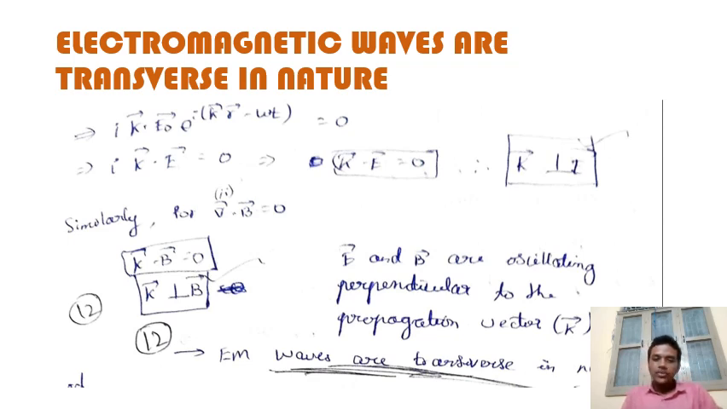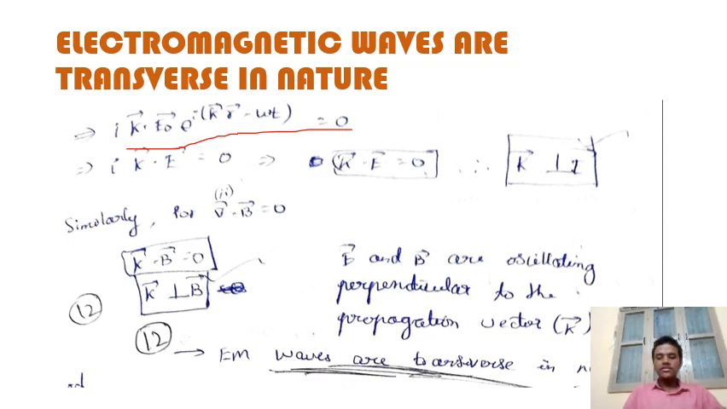Next, we prove that electromagnetic waves are transverse in nature. This is the earlier derived equation, which implies k̄ dot Ē is equal to 0. This means the propagation constant is perpendicular to Ē. Similarly, when we apply Maxwell's second equation, we arrive at k̄ dot B̄ is equal to 0. This means the propagation constant is perpendicular to the magnetic field. So both Ē and B̄ are oscillating perpendicular to the propagation vector k̄. So this proves that electromagnetic waves are transverse in nature.